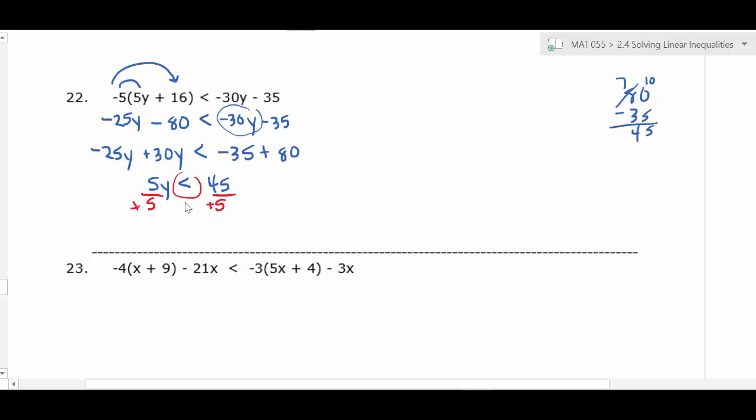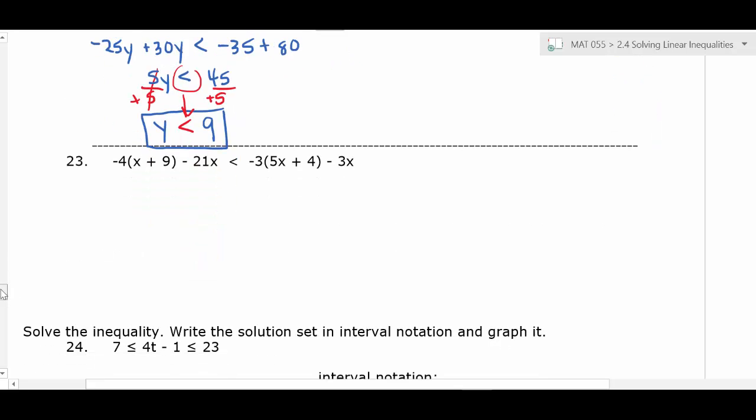Okay, now what I need to do is divide by 5, and see, since I'm dividing by a positive number, this thing will not change. That stays the same. So that's going to end up giving 1y less than 9. So any number less than 9 would check. Like if you plugged in 8, or if you plugged in 7 or 6, or anything less than 9, it should work. All right, so that's how you should have done that one.